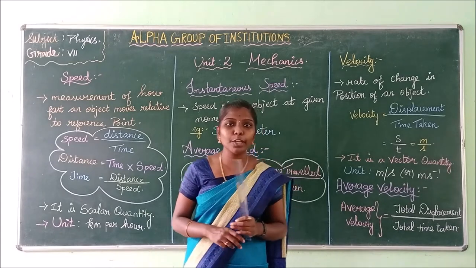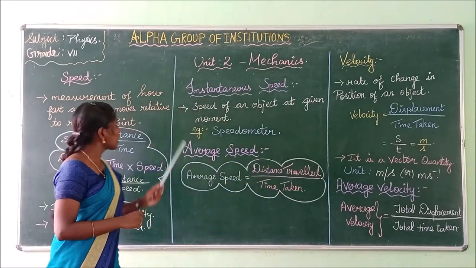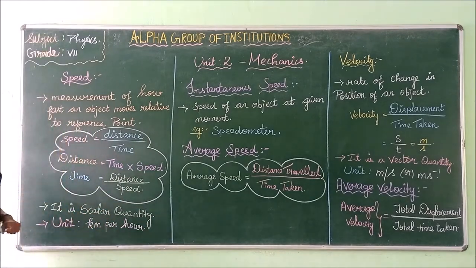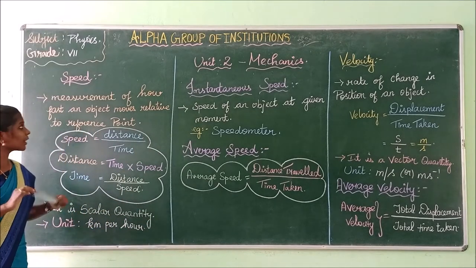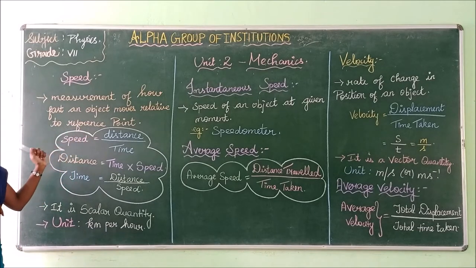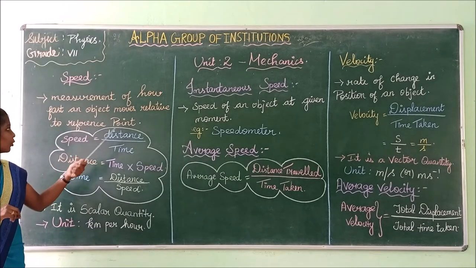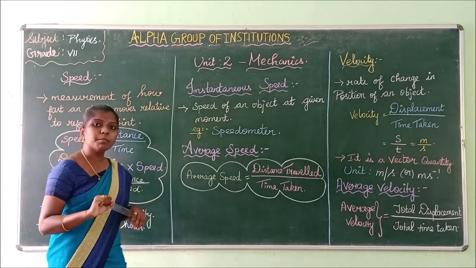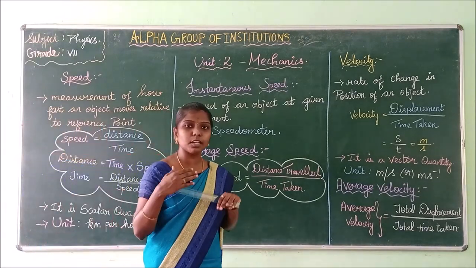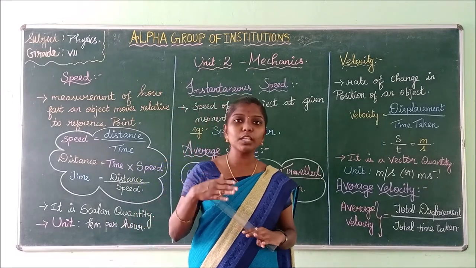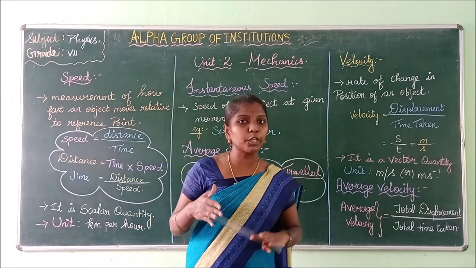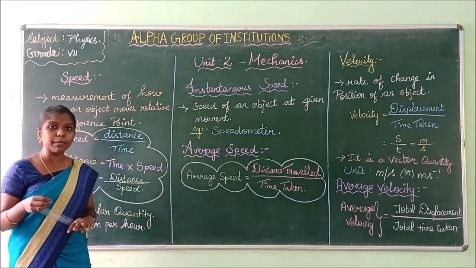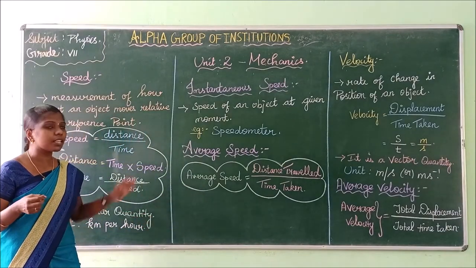Now we are going to see the next part. The next topic which we are going to see is speed. What is meant by speed? Speed is the measurement of how fast an object moves relative to the reference point. Relative to is nothing but how fast an object moves towards the reference point is called speed.